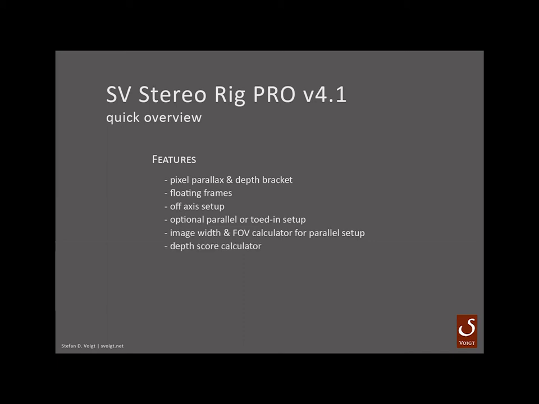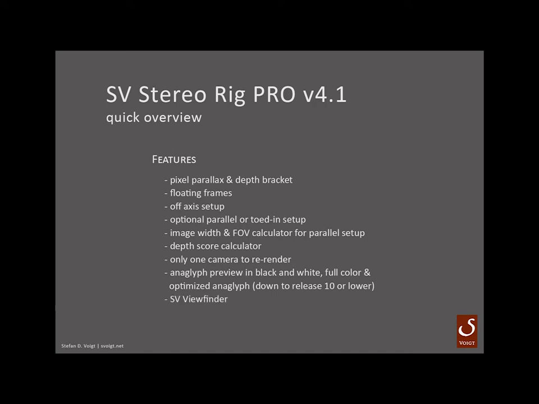Then I've added a depth score calculator which will help you on planning your depth score. And if something went wrong with your depth settings and you have to re-render your scene because you want to have the cameras closer together or further apart, you now have only to re-render one camera. I will show you how this works exactly later on. You will also have an anaglyph preview in black and white, full color and optimized anaglyph. With the Blackstar camera shader, which is an external plugin, you can also have the preview down to cinema release 10 or even lower. And you will also have the SV viewfinder, which is a little helper for picture composition.